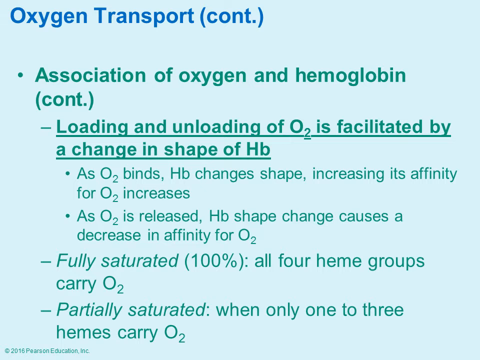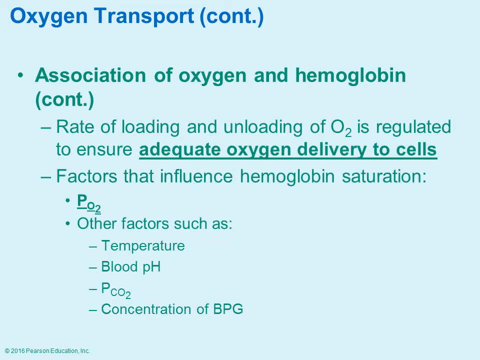If we say that the hemoglobin is fully saturated at 100%, that means it has all 4 oxygens attached to it. If it is only partially saturated, then that means it has less than 4 oxygens attached to it.